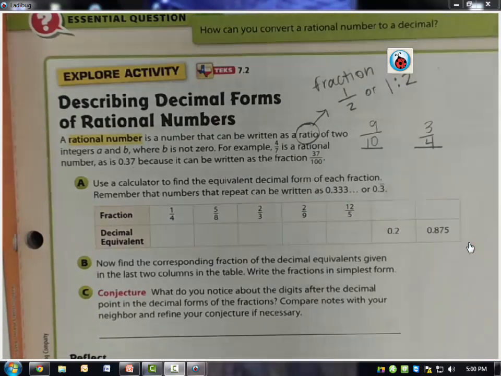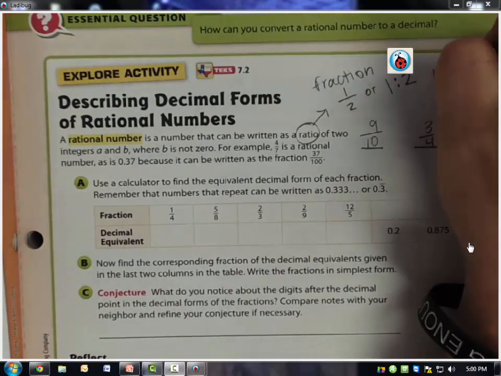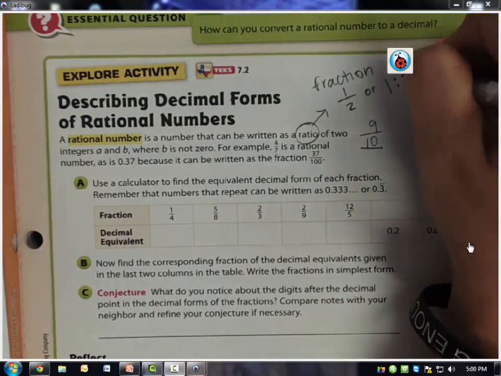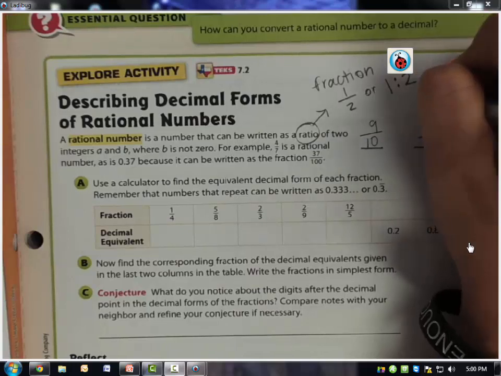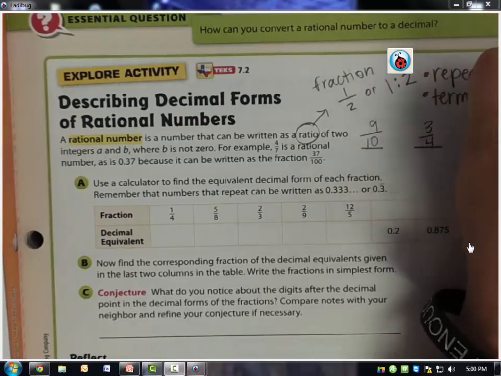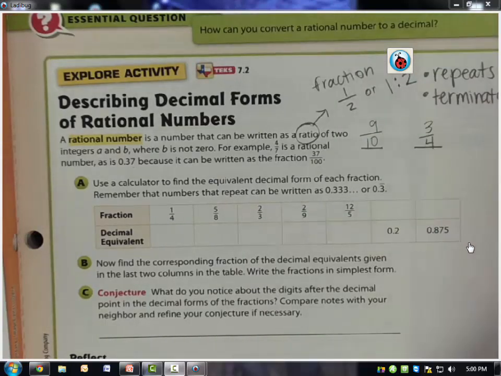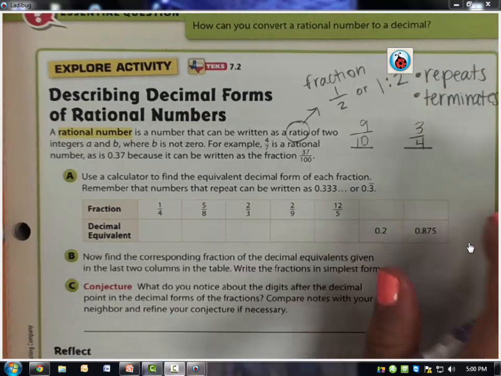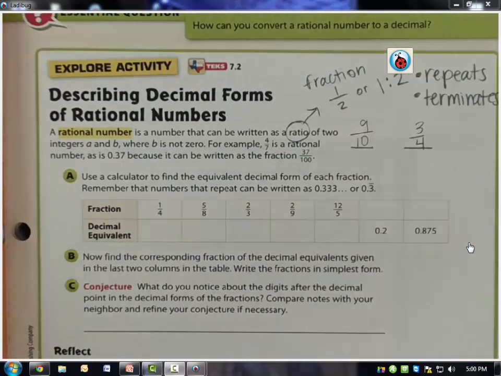Something about a rational number you need to know is that it either repeats or it terminates. And we're going to talk about that in a little bit. So just put a little note up there: repeats or terminates. We'll talk about what terminates means in a little bit.